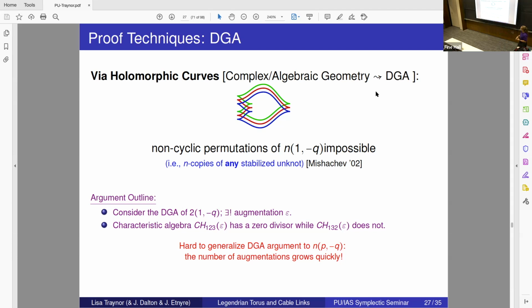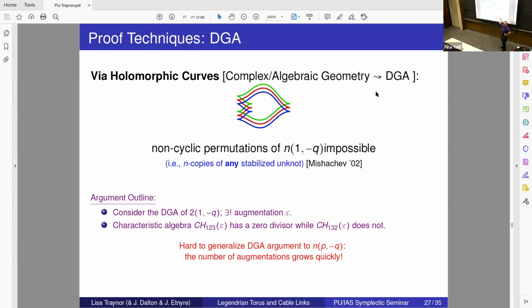Yeah, this is the Chekhanov-Eliashberg DGA, but actually it's more than that. It's kind of like a characteristic algebra. So it's not just that you start with a DGA and then do something else to it. You do kind of quotients of it to get this characteristic algebra. This is something that when Jen was doing her thesis, we tried to generalize.